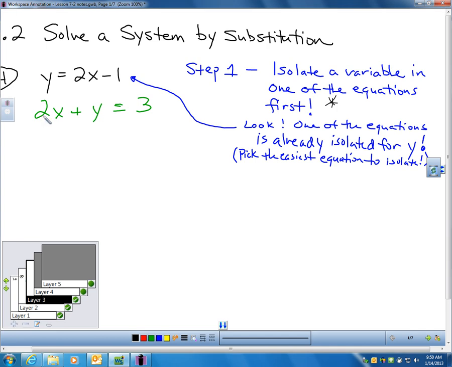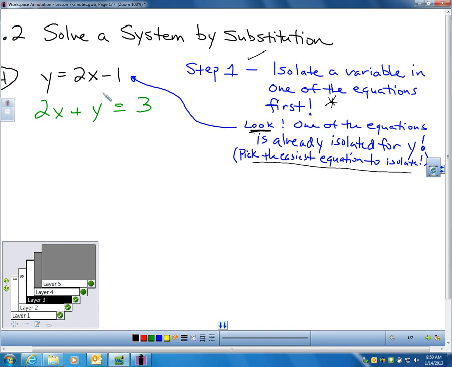We got to have one of the equations isolated for either y or x. I don't care which one. Now, look carefully at each equation. Sometimes you're going to get lucky, like in number 4, we got lucky. One of these equations is already isolated for one of the variables. Do you notice how in the black equation, y is already isolated? So this first step is already taken care of for us in number 4. We already have one variable isolated. Okay? If one variable isn't isolated, pick the easiest equation to isolate. We'll talk about that more in other examples.